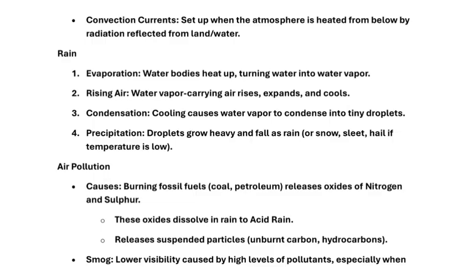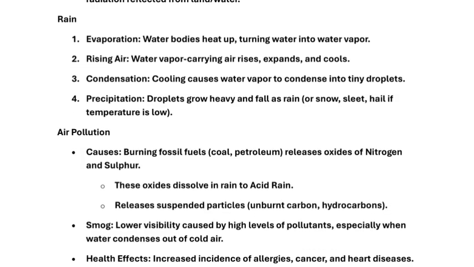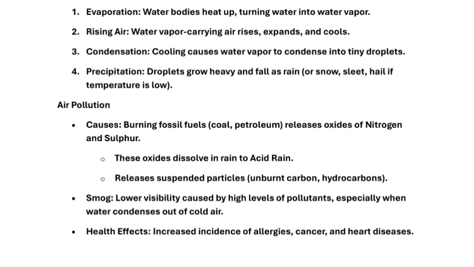Rain. 1. Evaporation: water bodies heat up, turning water into water vapor. 2. Rising air: water vapor carrying air rises, expands, and cools. 3. Condensation: cooling causes water vapor to condense into tiny droplets. 4. Precipitation: droplets grow heavy and fall as rain, or snow, sleet, hail if the temperature is low.